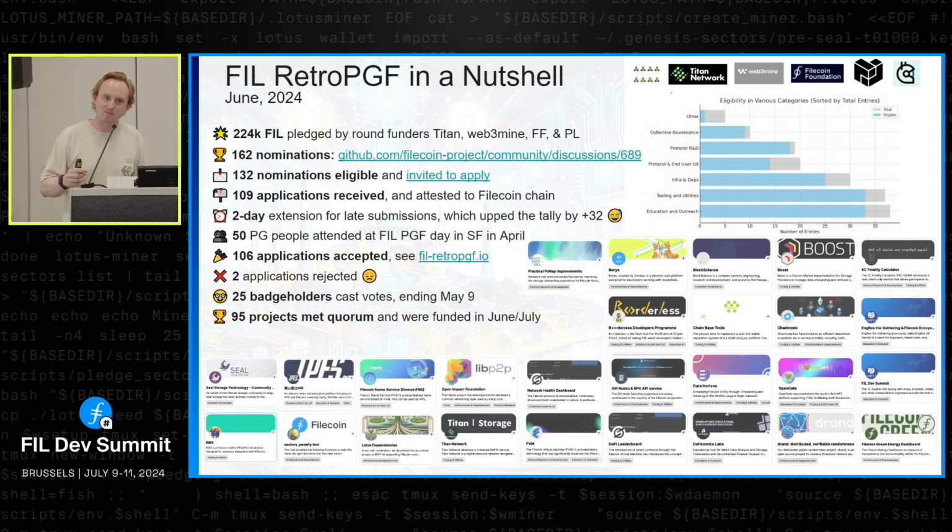And I think now most of the funds have been distributed to most of those. So that's pretty awesome. So that's FIL-RetroPGF in a nutshell over the course of 3 months.